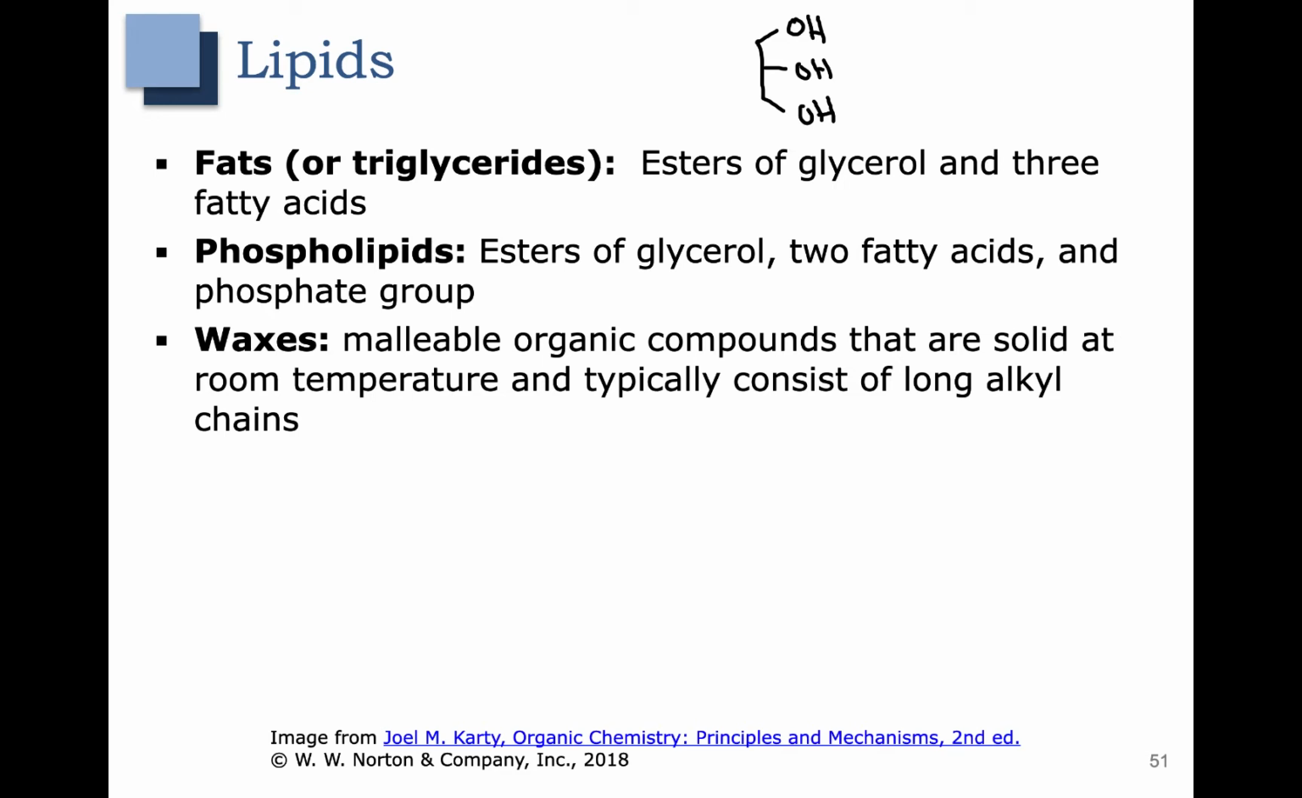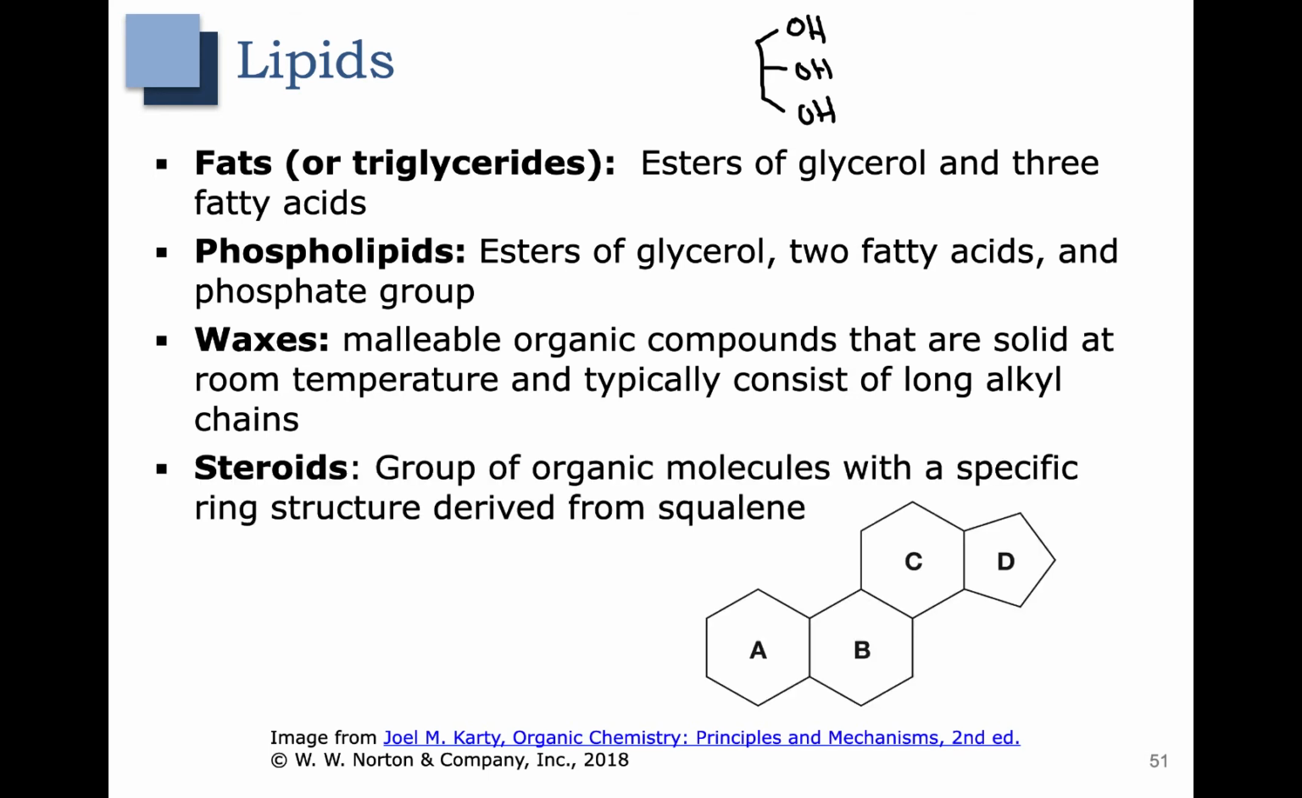Waxes don't have a great definition. We know that they are malleable organic compounds and that you can manipulate them without them cracking or breaking on you. We also know that they are solid at room temperature, and they typically have long alkyl chains, but there aren't really a lot of things that you can look for structurally except for the long alkyl chain. Steroids have a specific ring structure derived from squalene. You can see the ring structure shown here with the A, B, and C rings each having 6 carbons, and the D ring having 5.